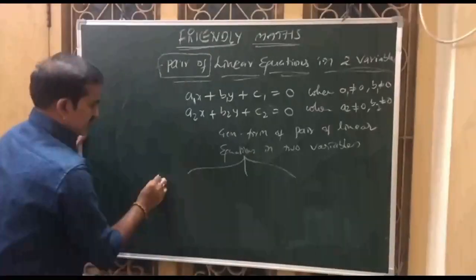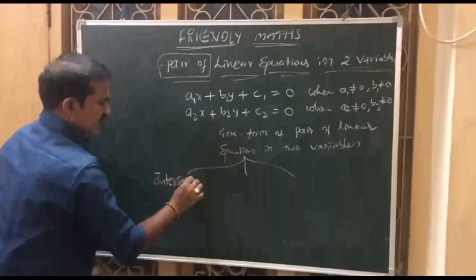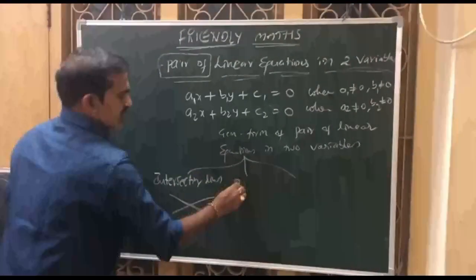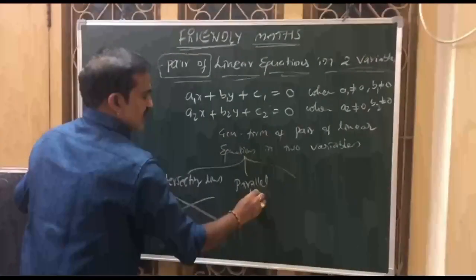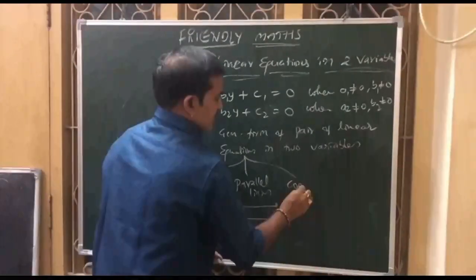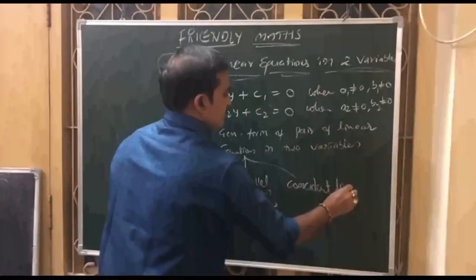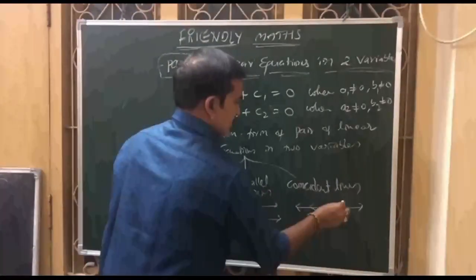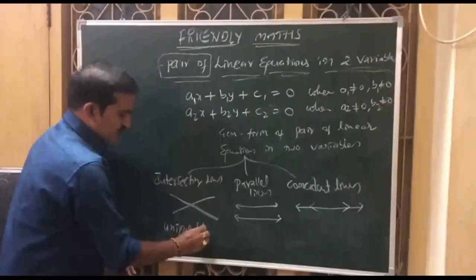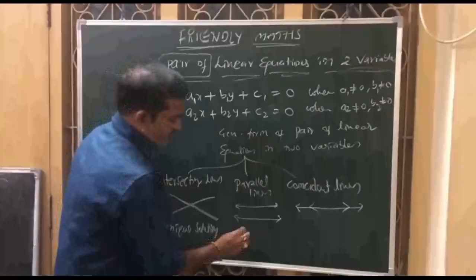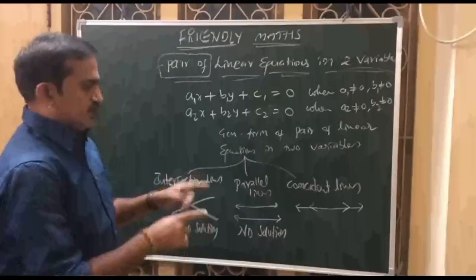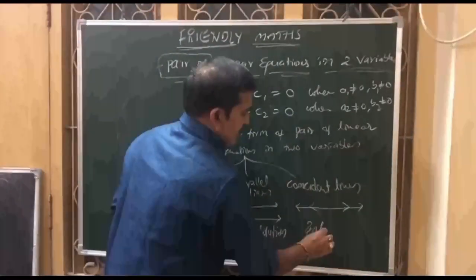What are they? One, intersecting lines. Parallel lines. Coincident lines. Intersecting lines have a unique solution. Parallel lines have no solution. A solution is nothing but the common point for both the lines. Here, infinite solutions.